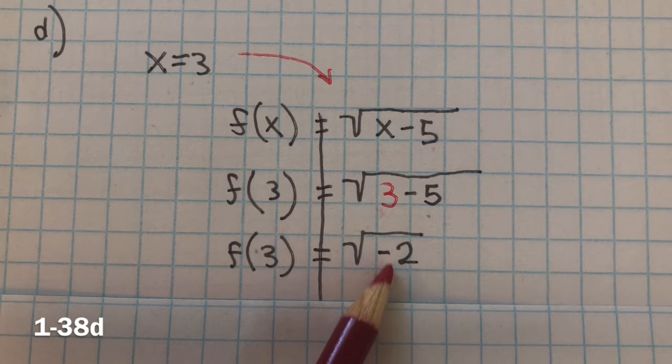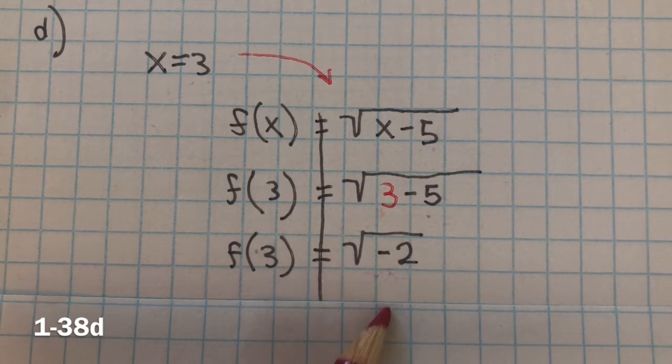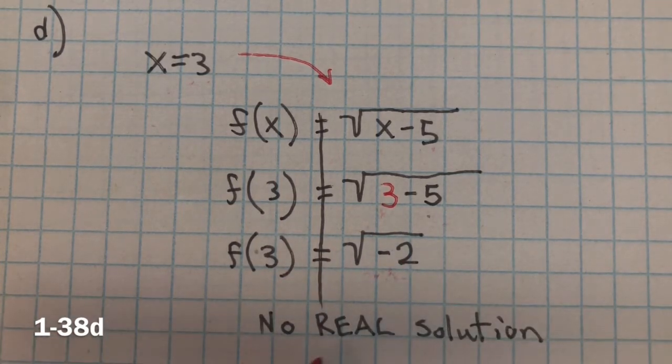Well, here we have a negative number under the radical, and there's not a number that we can multiply by itself and get negative 2. Because anytime you multiply 2 negatives, you're going to get a positive. And if we multiply 2 positives, we'd get a positive and not a negative. So there's no real solution.